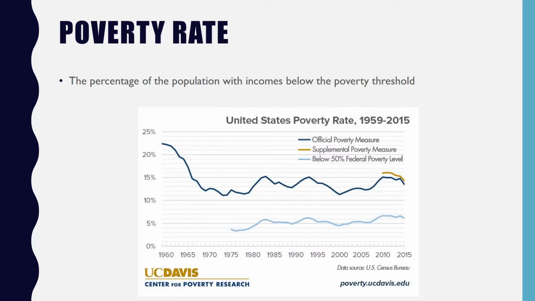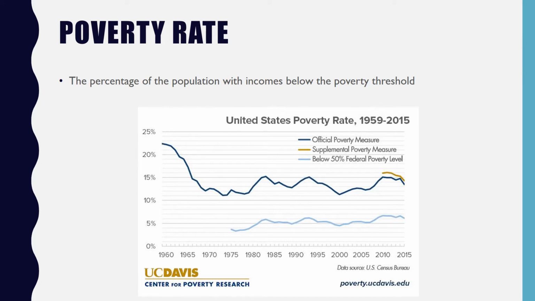The poverty rate refers to the percentage of the population with incomes below the poverty threshold. So below that poverty line, we have a percentage of the population that has incomes below that number. And so you can again see these numbers here, looking at the last 55 years or so. You see that there is a steep decline, and then it has been relatively steady between about 12 to 15% or so for much of the last 40-45 years.